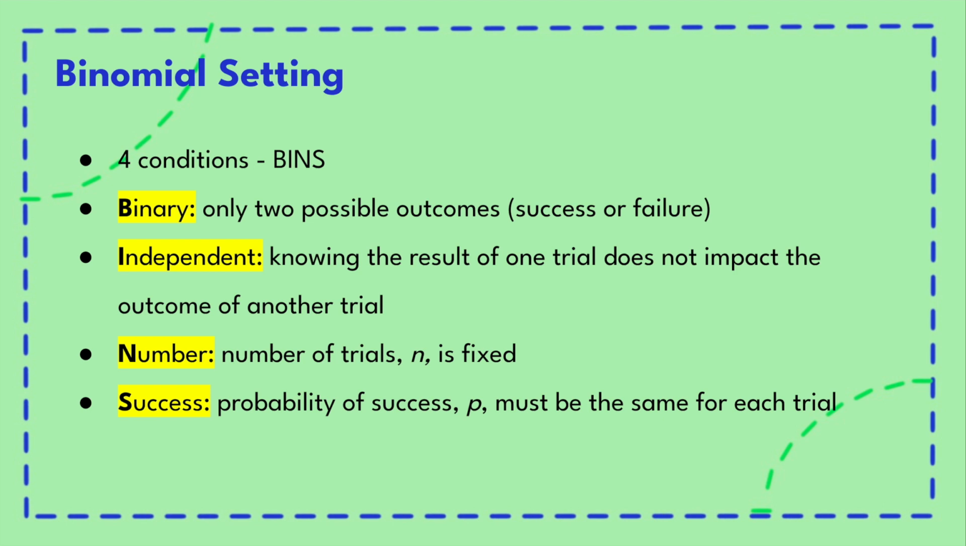a failure. Next, it must be independent, and that means knowing the result of one trial does not impact the outcome of another trial. Next, the number of trials n is supposed to be fixed for a binomial setting, and this is very important. Next, the probability of success, p, must be the same for each trial.